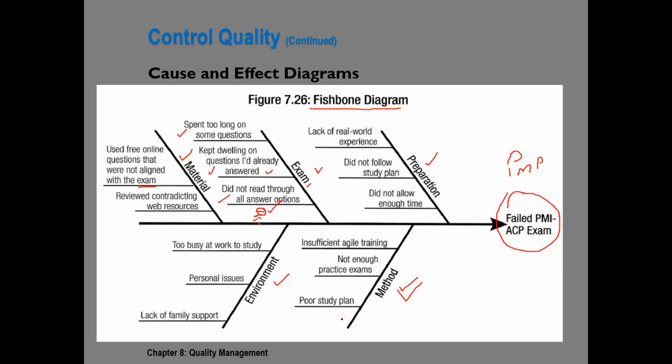Next, Eamon. Methods: insufficient agile training. You can think of project management training in this case. Okay. Not enough practice exams, poor study plan. Yeah, either the study plan itself is poor, or you don't have the right and enough practice exams, and the course that you did, the teacher was not that good, who provided you a good training, or you missed a few sessions, and so on and so forth. That could be the reason.